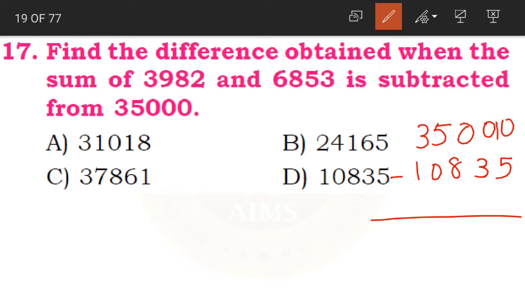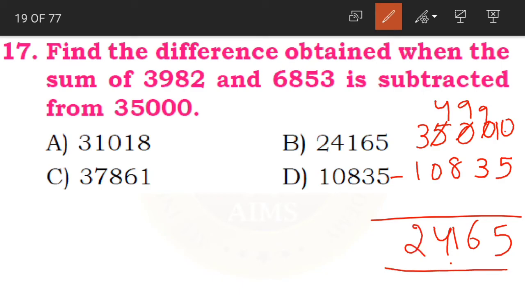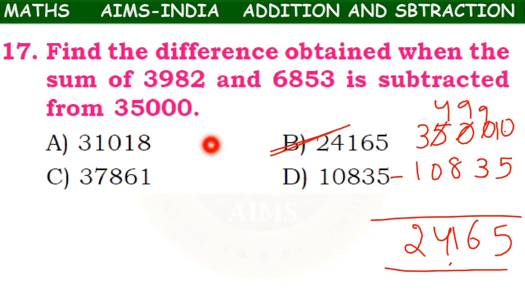Subtraction. First 0 becomes 10, the other zeros become 9, and the last number becomes minus 1. So 5 minus 1 becomes 4. Yes children, so let us subtract. 10 minus 5 is 5, 9 minus 3 is 6, 9 minus 8 is 1, 4 minus 0 is 4, 3 minus 1 is 2. What is our answer? Option B, 24,165. Clear?